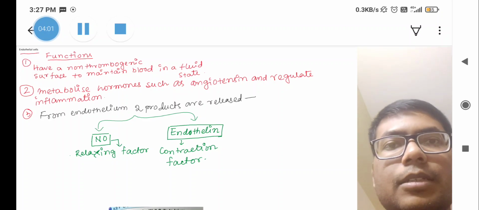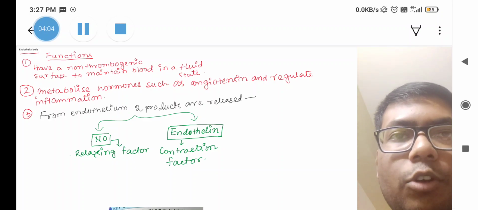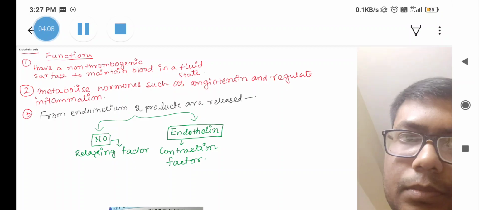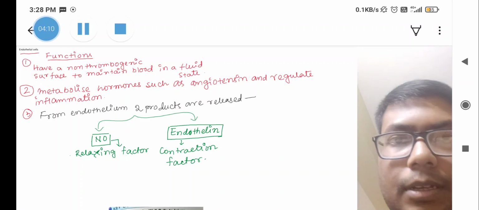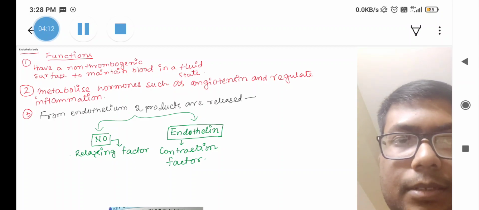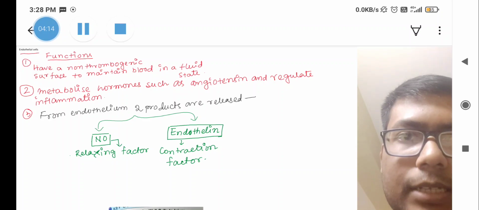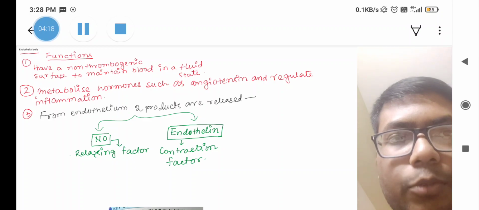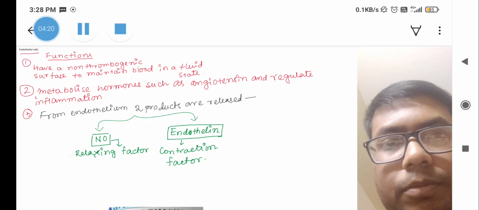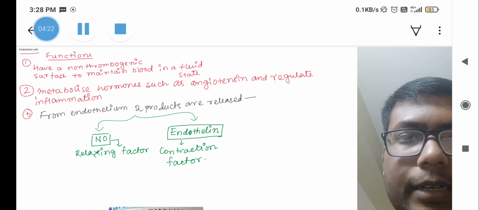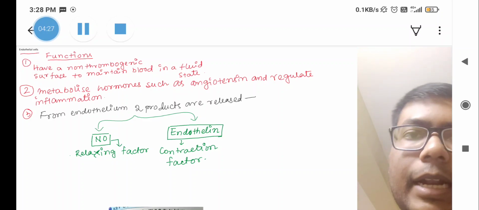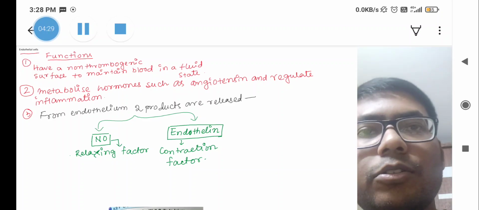Now the other functions: it provides a non-thrombotic surface to maintain the blood in a fluid state, and it also metabolizes hormones such as angiotensin and regulates inflammation. So it mainly produces or releases two types of metabolite. One is nitric oxide, which is a relaxing factor, and another is endothelin, which is a contraction factor.